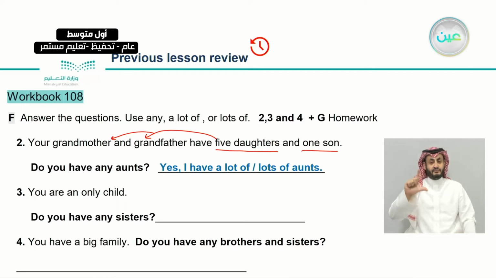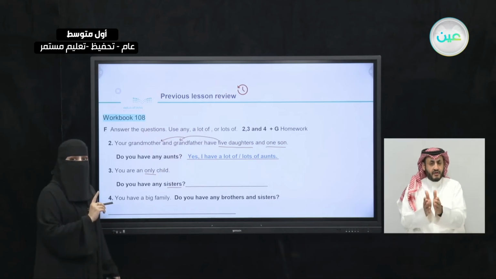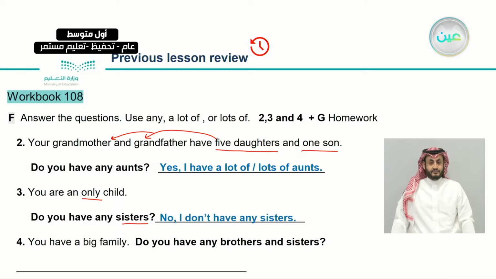Number 3, you are an only child in the family. The question is, do you have any sisters? You are the only child. What does that mean? You're in a small family, you're the only child, so of course you don't have any sisters. No, I don't have any sisters. And remember, to avoid the double negatives, we use any with don't, because you are an only child.